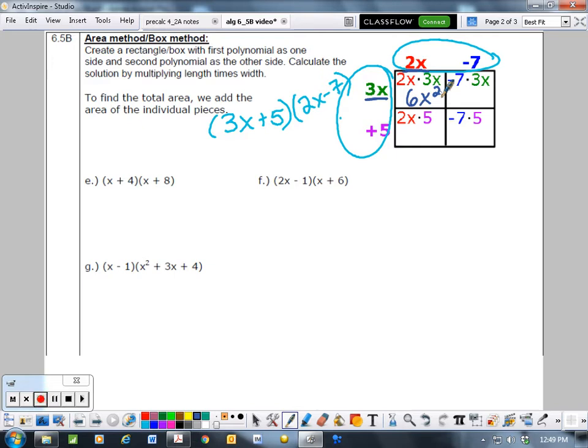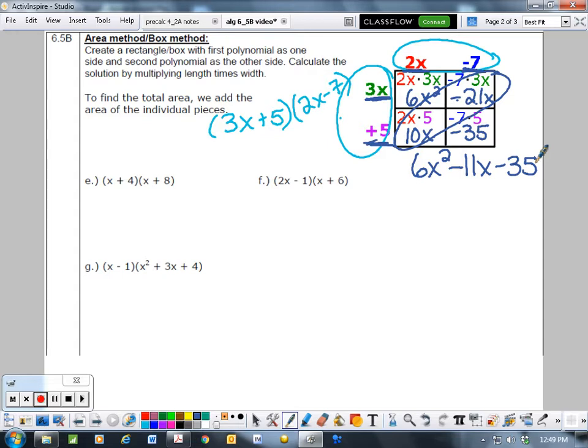So it just kind of focuses and organizes things. So now for here, I'm going to multiply 3x times negative 7, so negative 21x. And then I multiply 5 times 2x, which is 10x. And then I multiply 5 times negative 7, which is negative 35. And then our like terms are on the diagonal. So our final answer would be 6x squared. And then I have a 10x minus 21x, which is negative 11x. And then the minus 35.